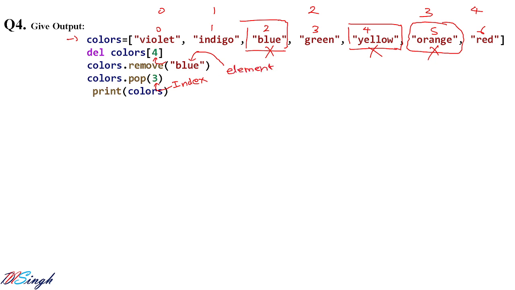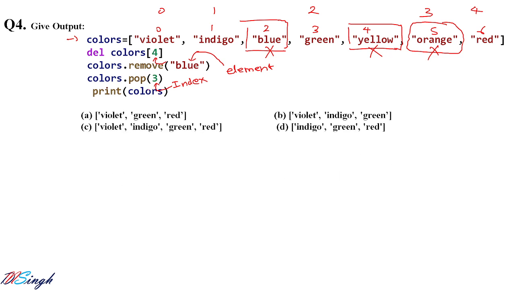Then they are printing the list. So what will be printed? Let us see the options. These are the 4 options given. So violet remains inside the list, indigo is there inside the list, green is there inside the list, and red is also there inside the list. So violet, indigo, green and red. Option C is correct. Let us go for the next question.